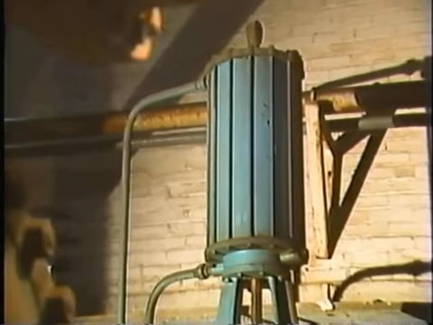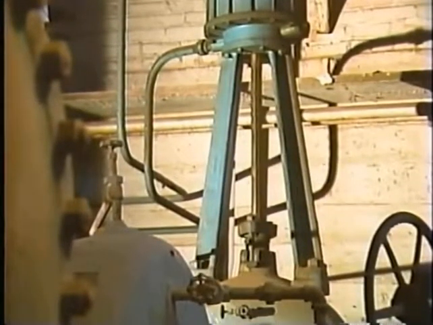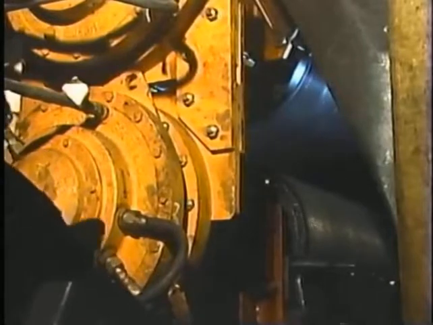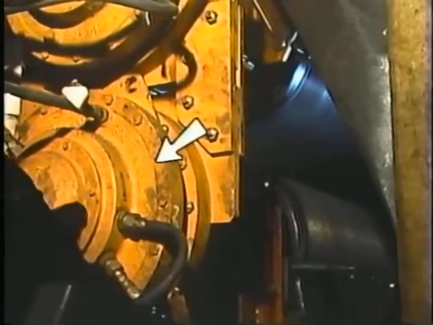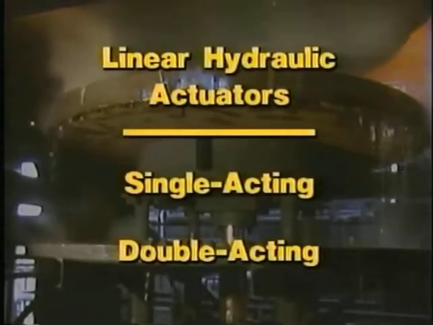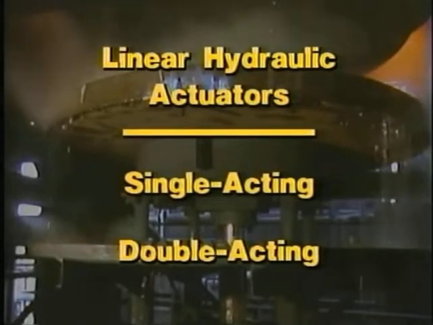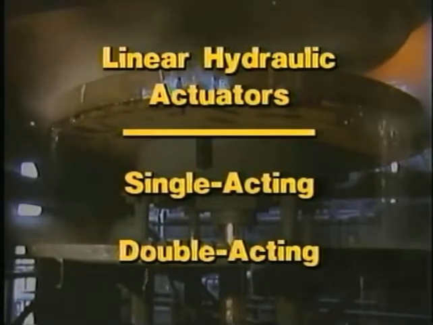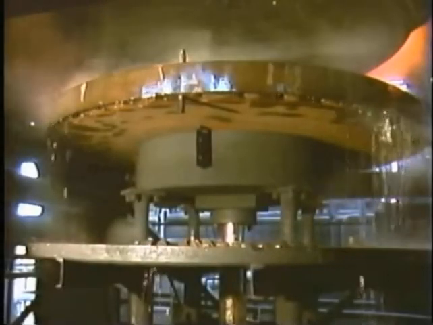Hydraulic actuators produce linear motion, like the piston and cylinder we saw earlier. On the other hand, hydraulic motors, like this one, produce rotary or circular motion. We'll begin with a closer look at two types of linear hydraulic actuators, the single-acting and double-acting types. This particular actuator is a single-acting one.